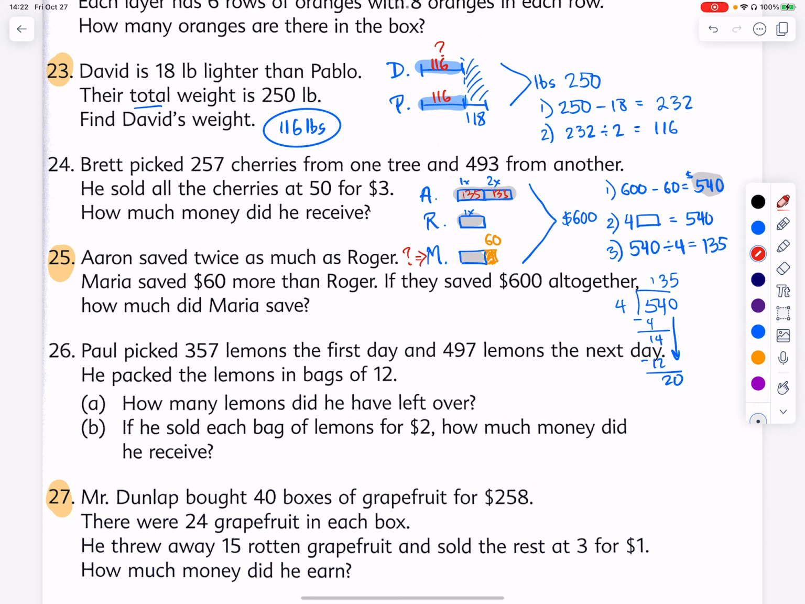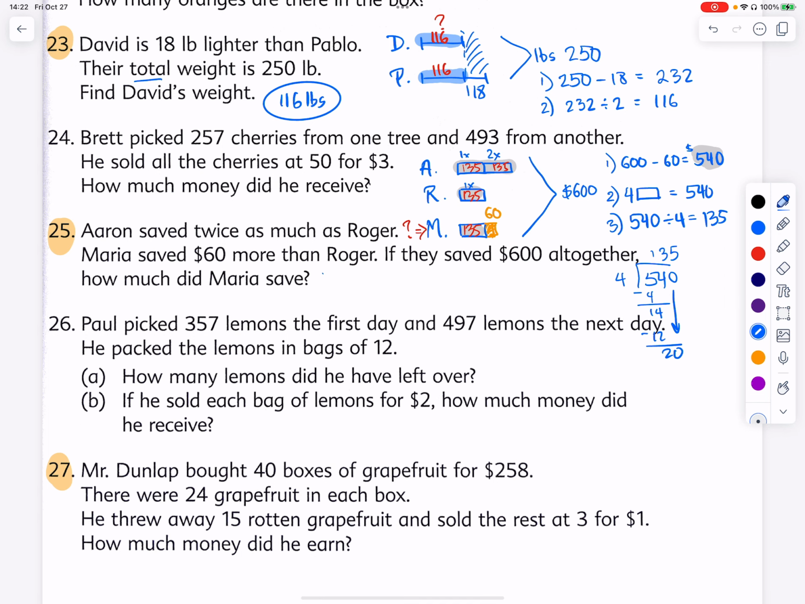135, 135, 135, 135. Well, can we now find out how much Maria saved? Of course, look at how I label my steps. Step 4, 135 plus $60, that difference, equals $195. That is Maria's savings. Maria saved $195. 4-step word problem. Let me highlight our steps. We had 1 step, 2 steps, 3 steps, and finally the 4th step to find Maria's savings.